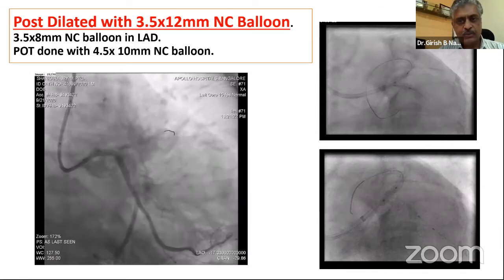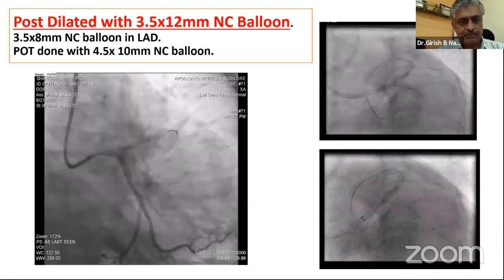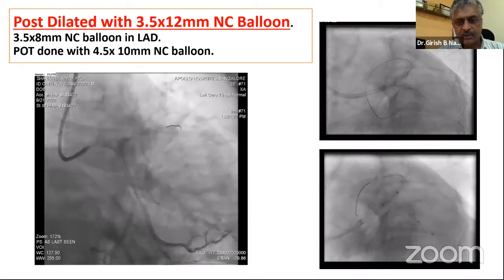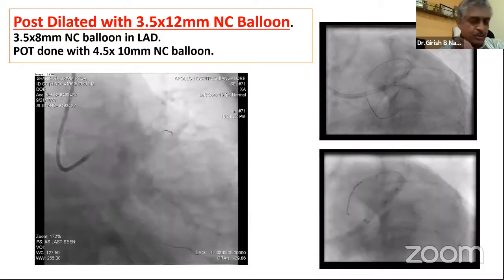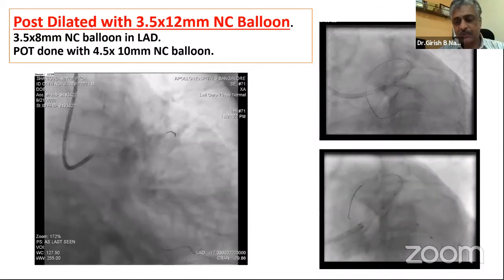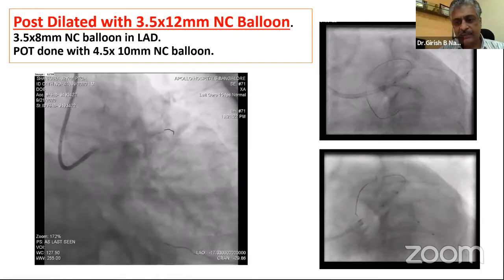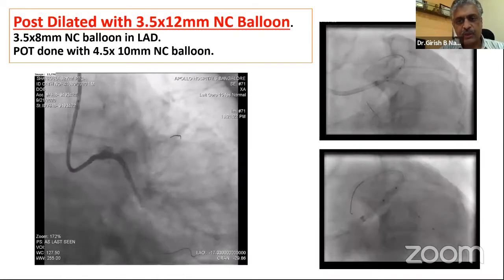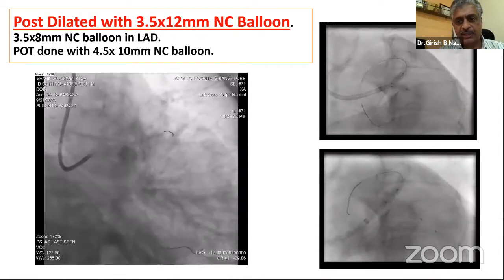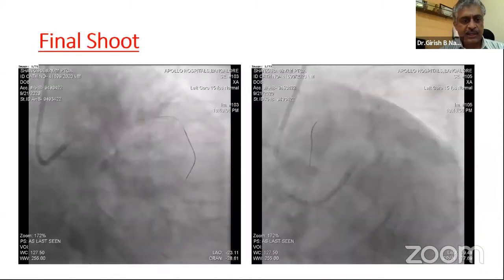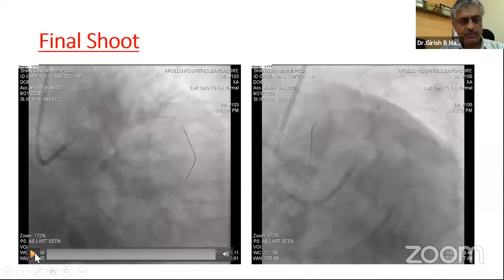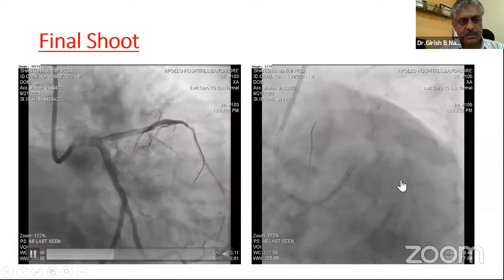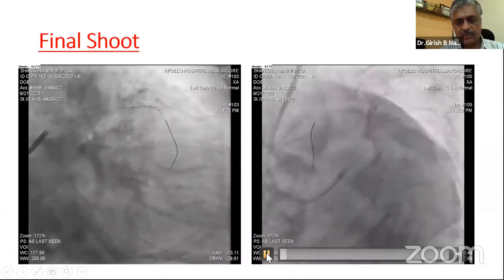And this is what we did. We went ahead, recrossed the wire, just like, you could call it a TAP or mini TAP. So this is how we dilated the LAD from left main to LAD, because anyway we were in the stent, and then we did simultaneous kissing. And this is how it looked at the end of the procedure.